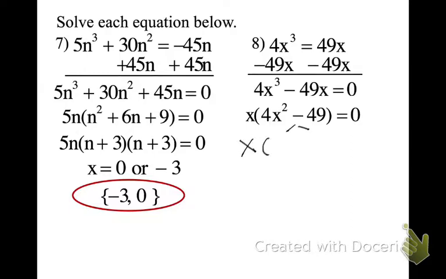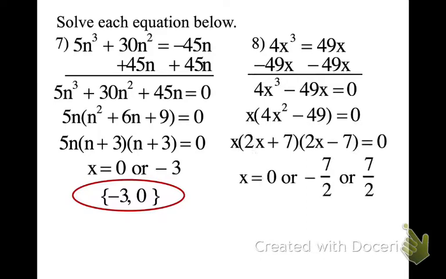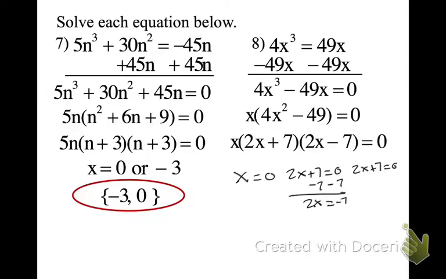I know that the difference of squares, the square root of that is 2x. The square root of that is 7, so it's 2x plus 7 and 2x minus 7 equals 0. Set them all equal to 0. And as I mentioned, if it's more than one step, x equals 0, 2x plus 7 equals 0, subtract 7, 2x equals -7, divide by 2, and x equals -7/2, and x equals 0.